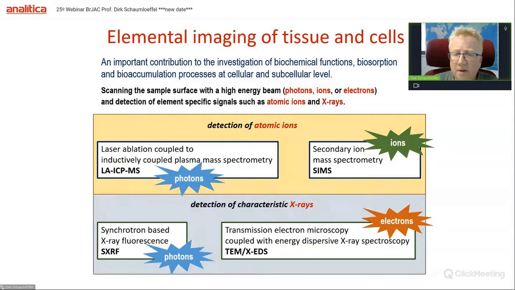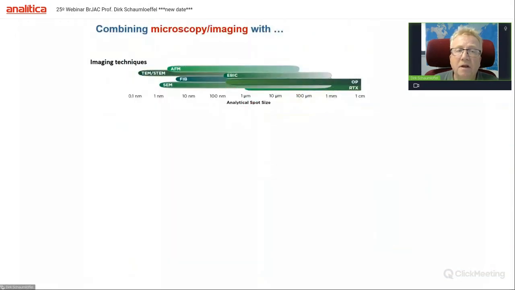So in the first case here, we detect atomic ions. And in the second case, we detect characteristic X-rays. And when I talk about transmission electron microscopy, I talk about this XEDS detector for characteristic X-rays in the microscopic image created by the electrons. So only 4 examples, but imaging techniques and also element-specific imaging techniques are not limited to these 4 examples. There can be much more.